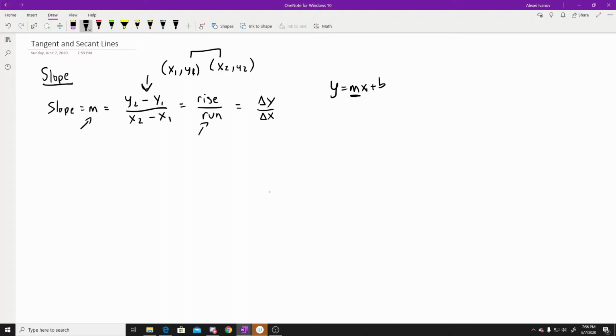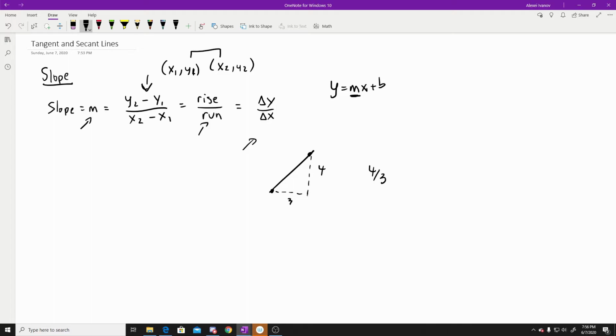If we look at a line, we check how much it rises. Let's say we're looking at it between these two points. We check how much it rises and then check how much it runs. Let's say this was a rise of 4 and a run of 3. Then we say the slope is 4 over 3.